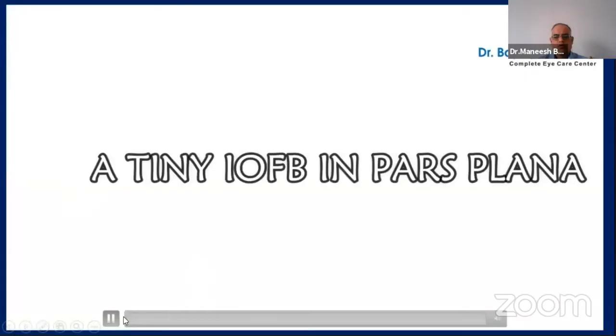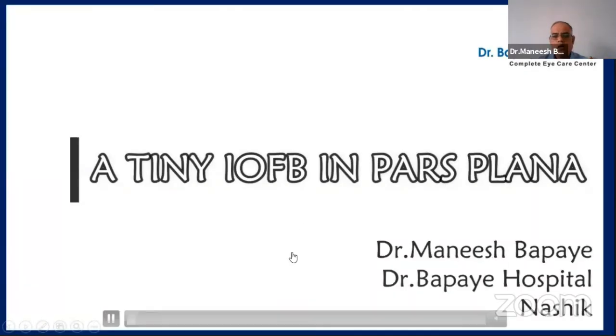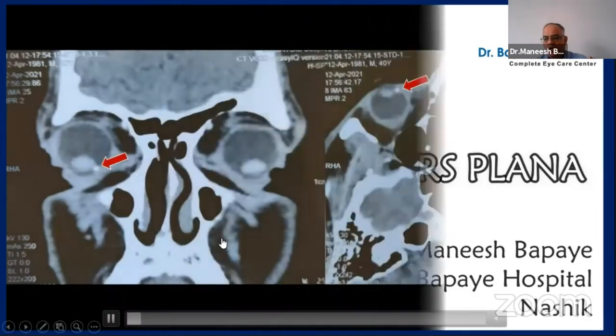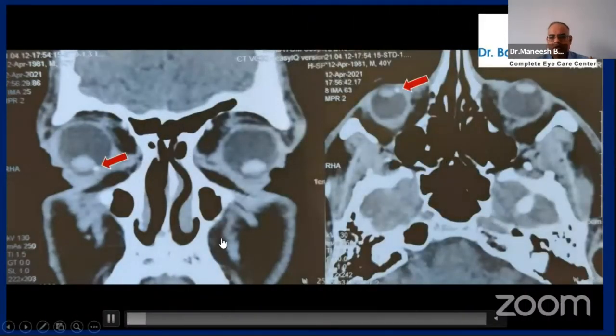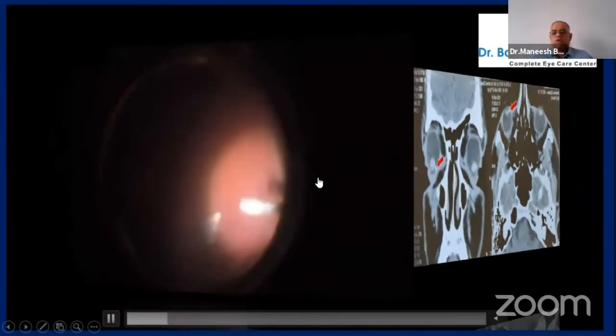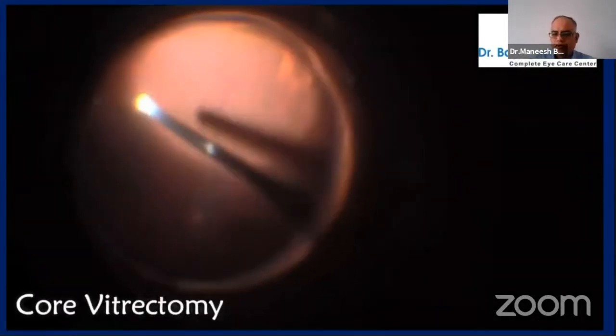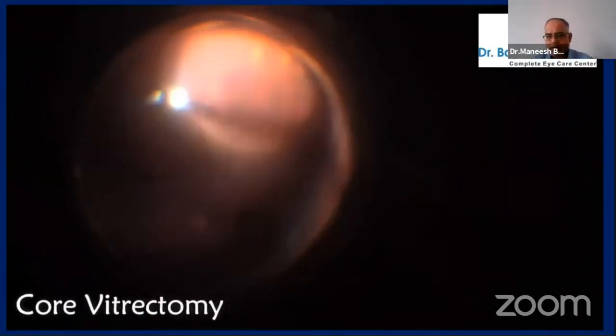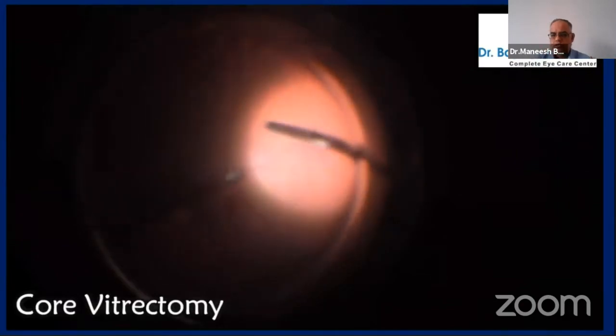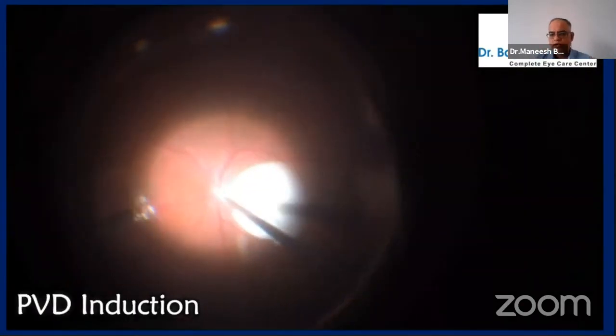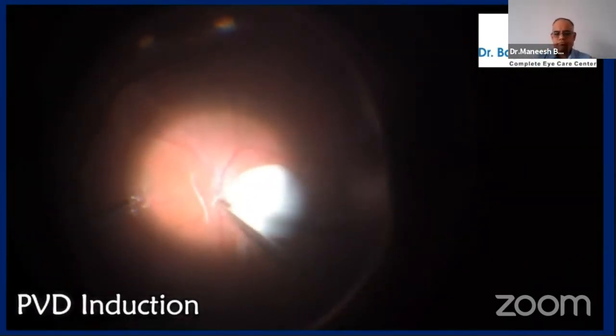The next case is an interesting case. This was a patient who had a very tiny foreign body. It was almost not visible. It was seen only on the CT scan. These were the only two pictures where the foreign body was seen on the CT scan. So this shows the importance of CT scan. Ultrasound didn't pick it up because it was at the pars plana. It was a very tiny foreign body, so it couldn't be picked up by ultrasound.